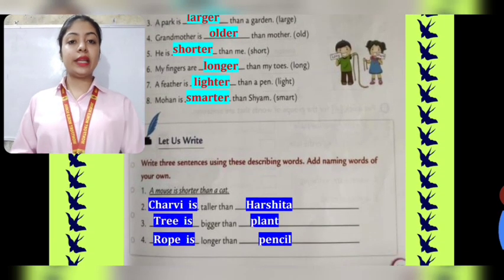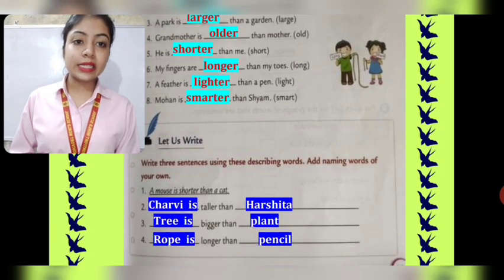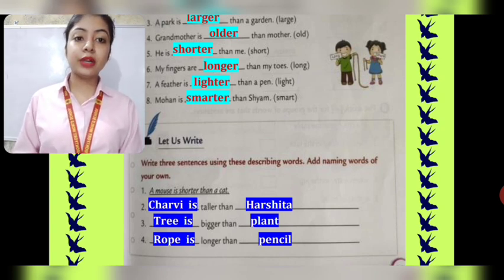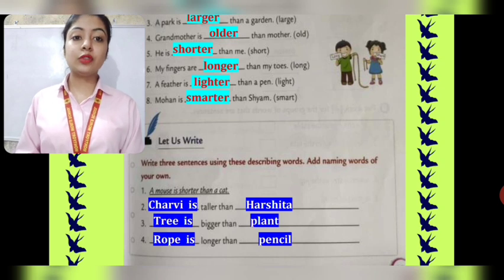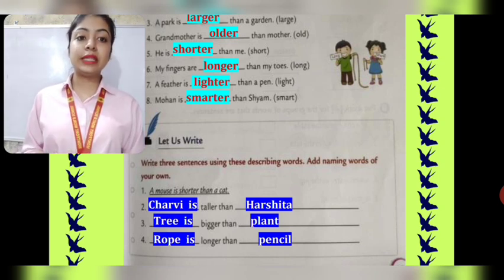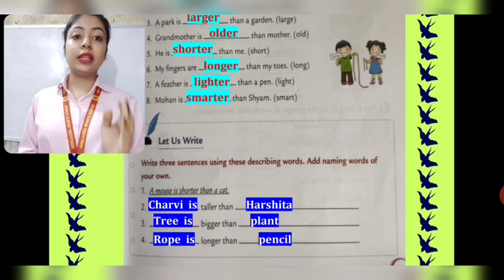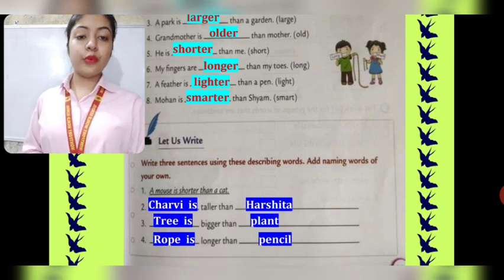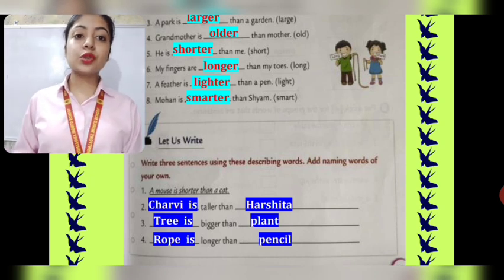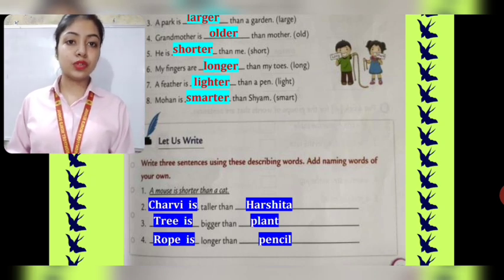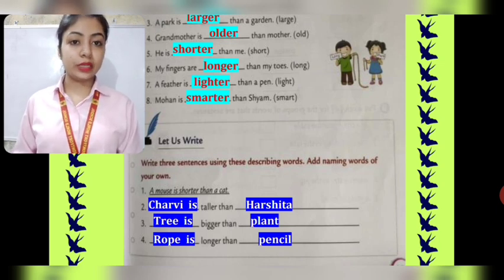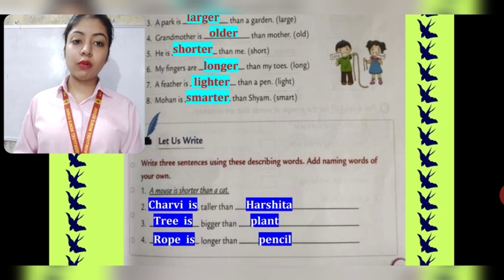Last question now. Let us write. Write 3 sentences using these describing words and naming words of your own. You have to write the sentence. You have to use some names and you have to complete these sentences using the given describing words. First, they have given already. They have done. A mouse is shorter than a cat. It's done.